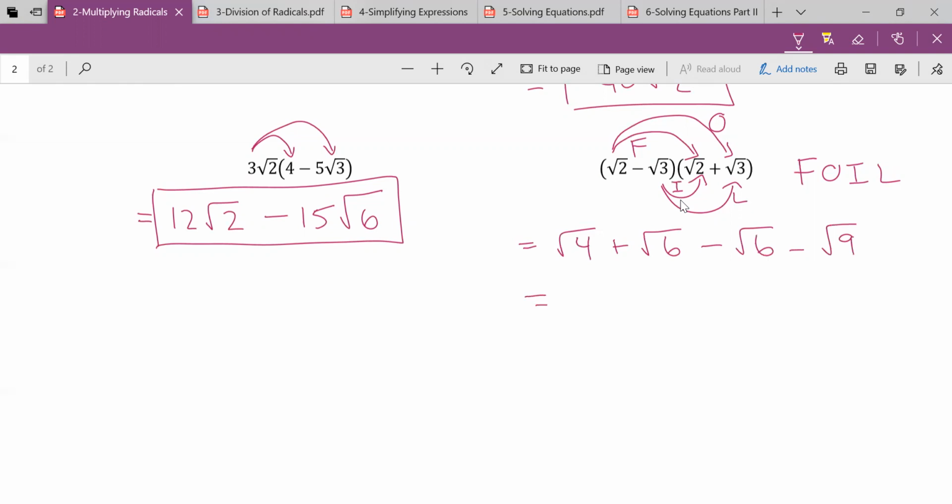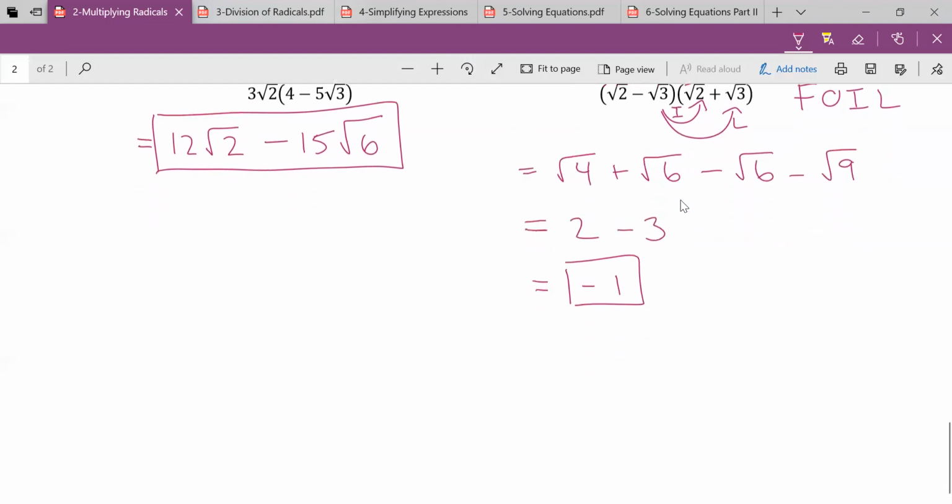Well, the square root of 4, my friends, is just 2. It's a perfect square. Root 6 minus root 6, well, that's 0. And minus 9, well, that's minus 3. Oh boy, look at that. It simplifies all the way down to negative 1. That's it. That's how you would multiply a binomial times a binomial.